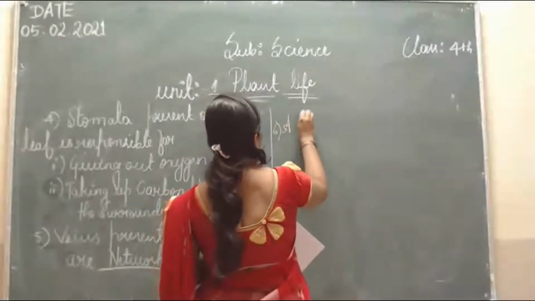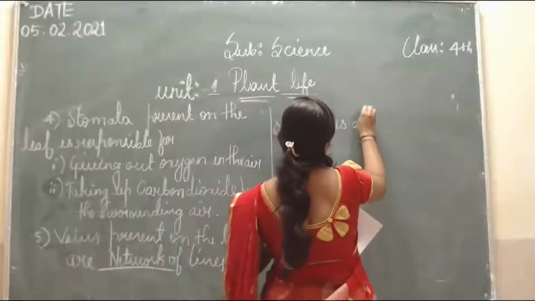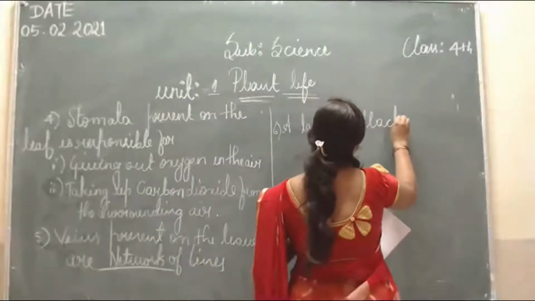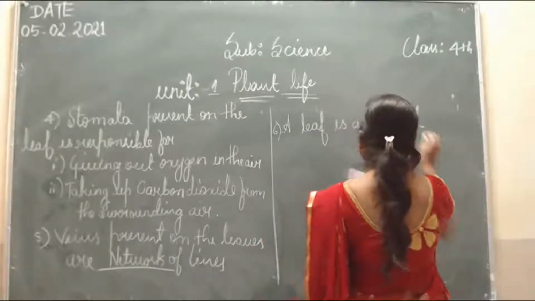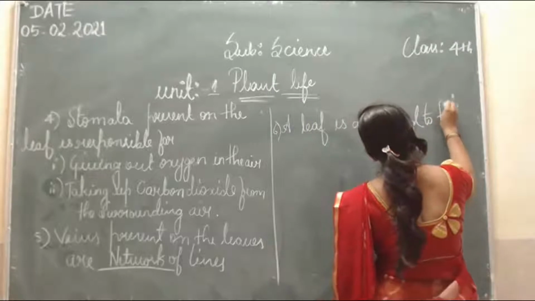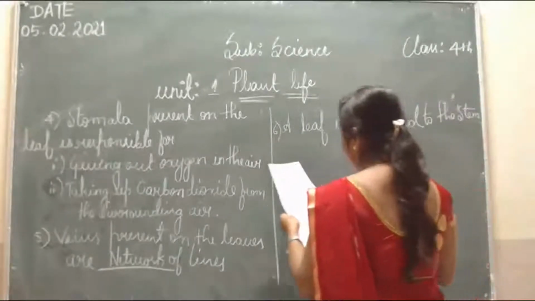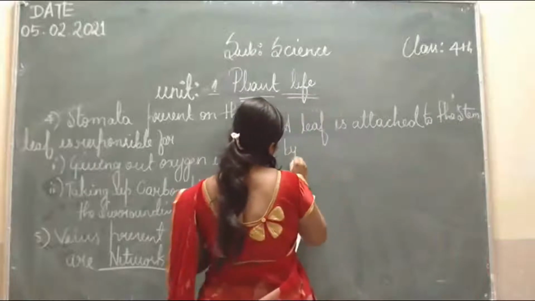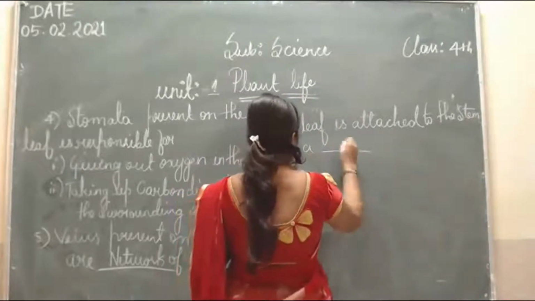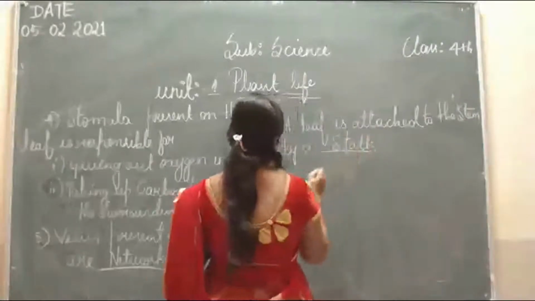Sixth question, a leaf is attached to the stem by a stalk. It is called a stalk.